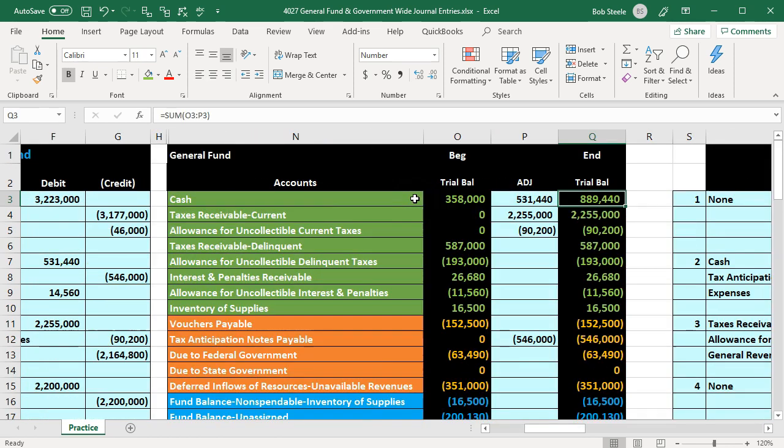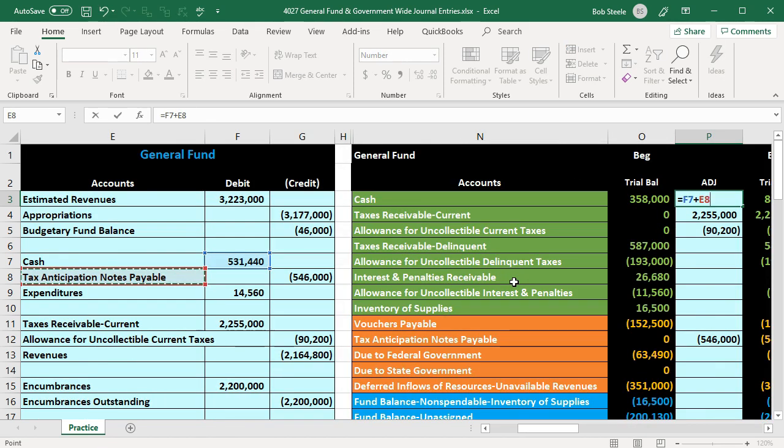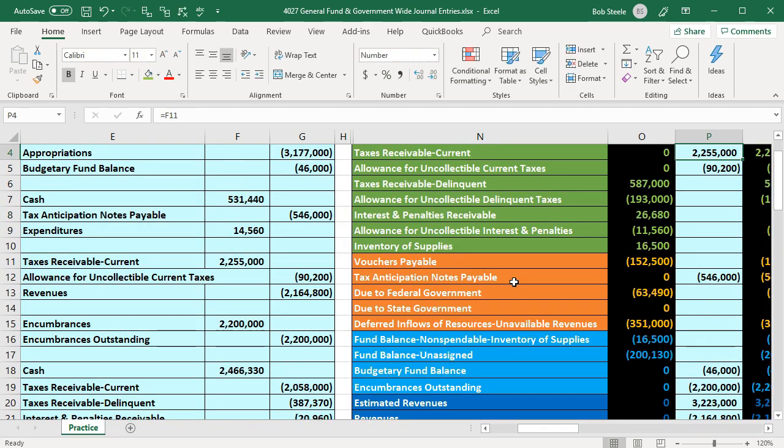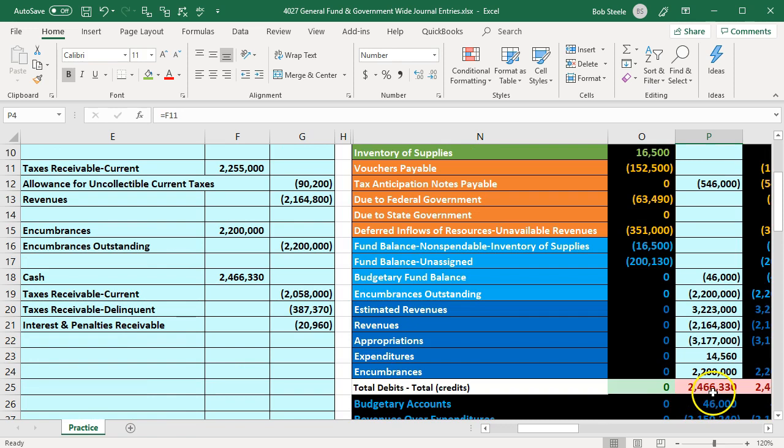Here's cash. We're going to double click on it. Go to the end of it. Plus, put the cursor back down. Scroll back down and pick up the cash. Cash is going to be recorded. And that puts us out of balance.